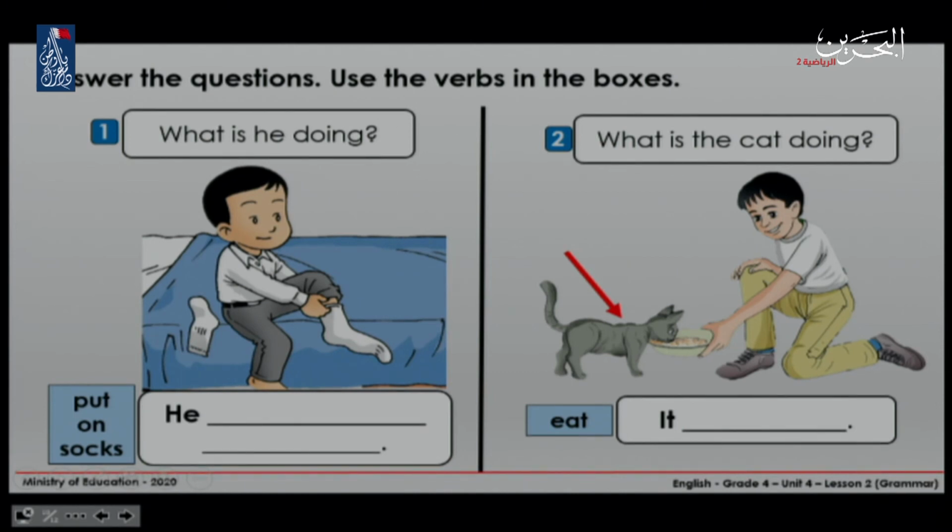Now let's see the first question. What is he doing? Here in the box we have put on socks. Let's check the answer. He is putting on his socks. Let's see number 2. What is the cat doing? Look at the cat. What's the cat doing? And we have the verb eat. Excellent. It is eating. Well done.